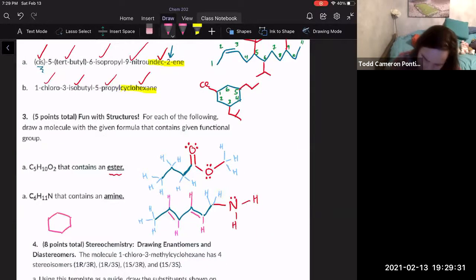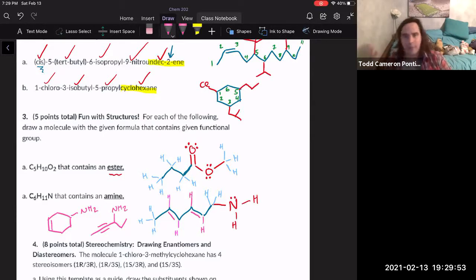I could make a cyclic structure and add in a double bond and then make it an NH2. I could make a triple bond. So that's 1, 2, 3, 4, 5, 6 carbons. And then an NH2 coming off of it. There's a lot of right ways that I could go about doing this. I just chose to do 2 double bonds because that just felt like the simplest way. Okay.